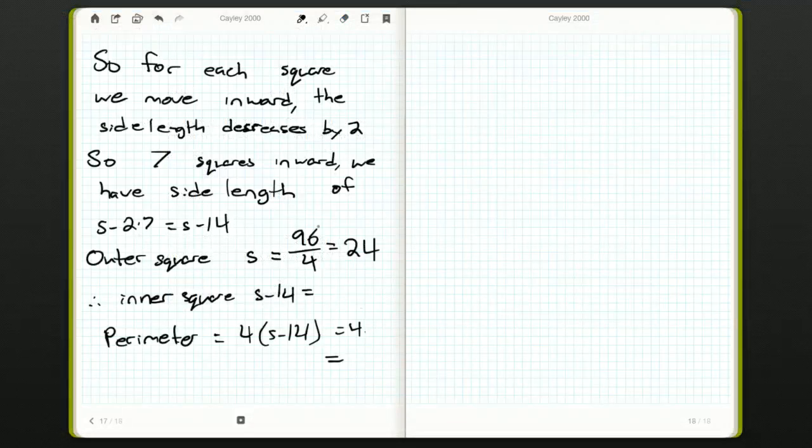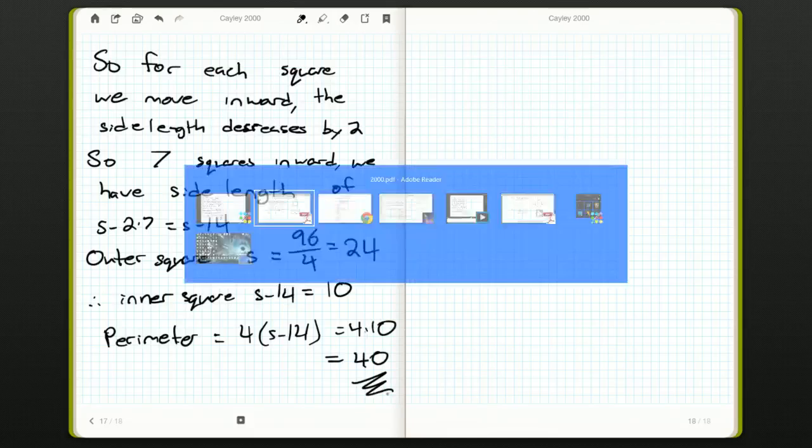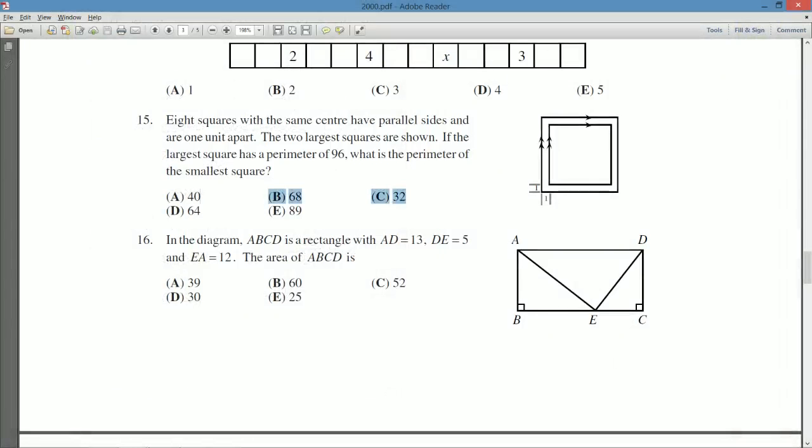64 divided by 4 is 16. So s minus 14, that should be 10. 4 times s minus 14, that should be 4 times 10. And we should get an answer of 40, and hopefully that is on our list. There it is, it's A.